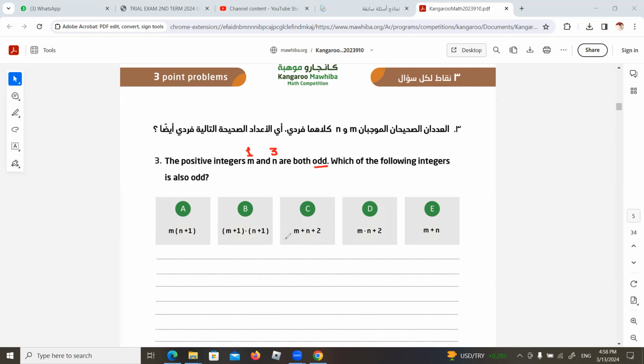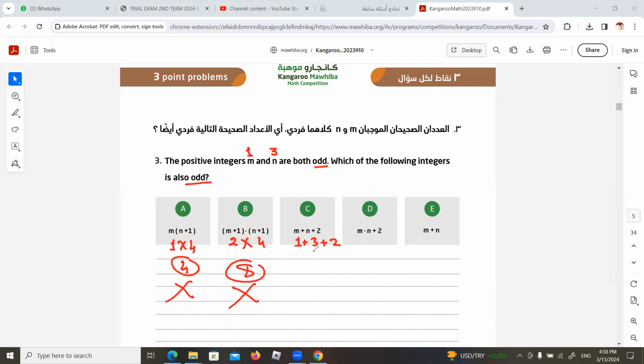And we need to check which of the following answers will also be odd. Let's start with the first one. m is 1 and n plus 1: n is 3, so n plus 1 is 4. So 1 times 4 is 4. It's not odd, so it's out. We're going to m plus 1 times n plus 1. m plus 1 is 2, n plus 1 is 4, and 4 times 2 equals 8. It's also even, so it's not odd. It's out. We're going to m plus 1 plus n plus 2.